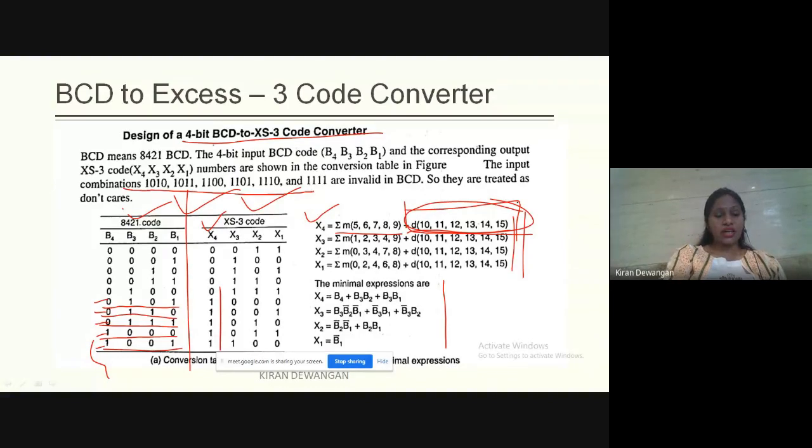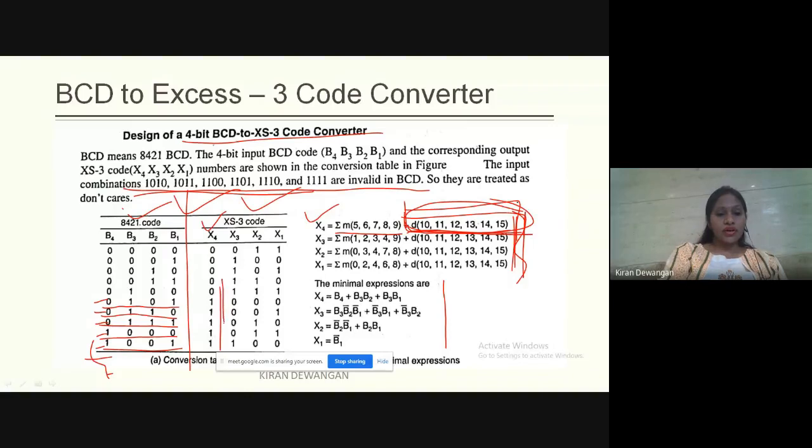यहाँ पर it is mentioned. The input combination, these are invalid in BCD. So these illegal combinations will be considered as don't care terms. So that will always be there. सभी expressions में रहेगा 10, 11, 12, 13, 14, 15 will be taken as don't care terms. Is this clear? The concept is clear because here we are not taking these combinations. So will be always taken as don't care terms. Clear, right, everyone? So the illegal combinations will be considered as don't care combinations, don't care terms.